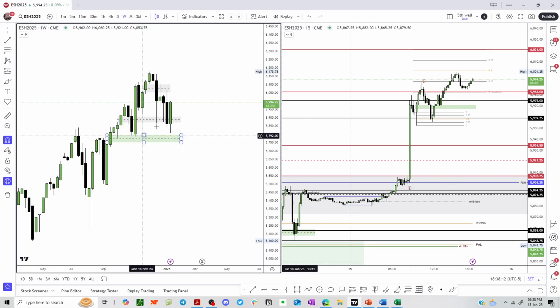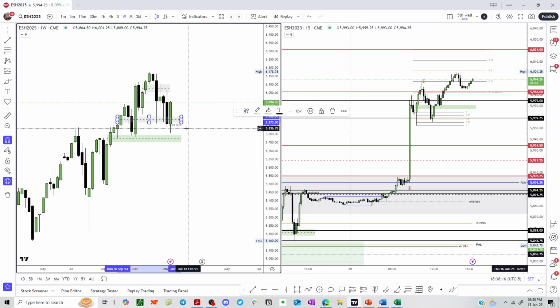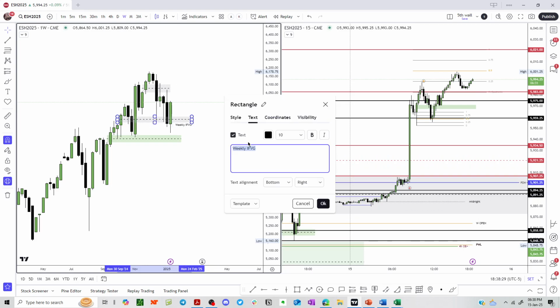Here we have the weekly. This is a weekly. I guess right now we can just make it a little bit clearer. Weekly inverted fair value gap. So right now it's a reclaim bullish fair value gap because price has traded back above it. So we'll see if that still holds.